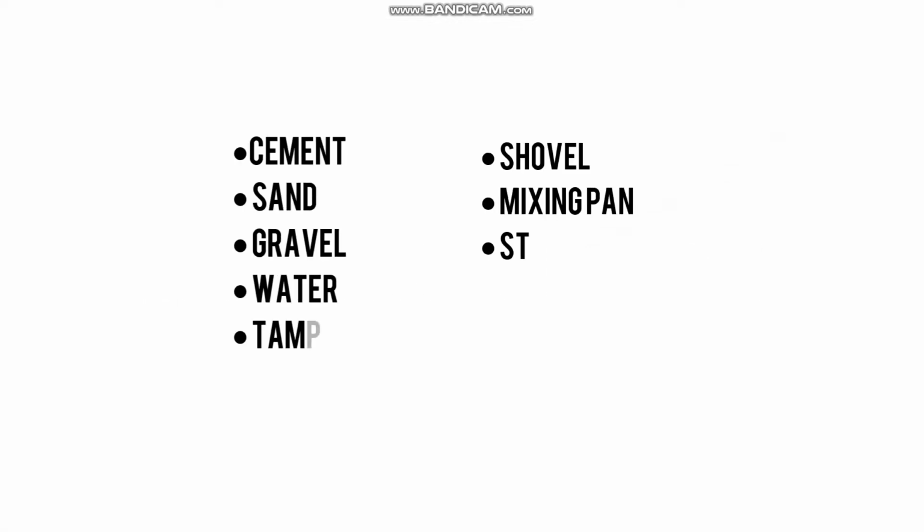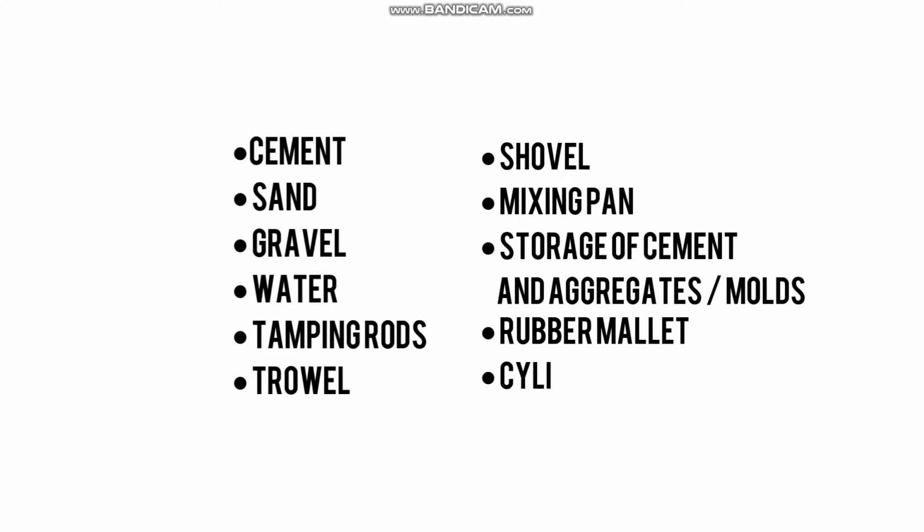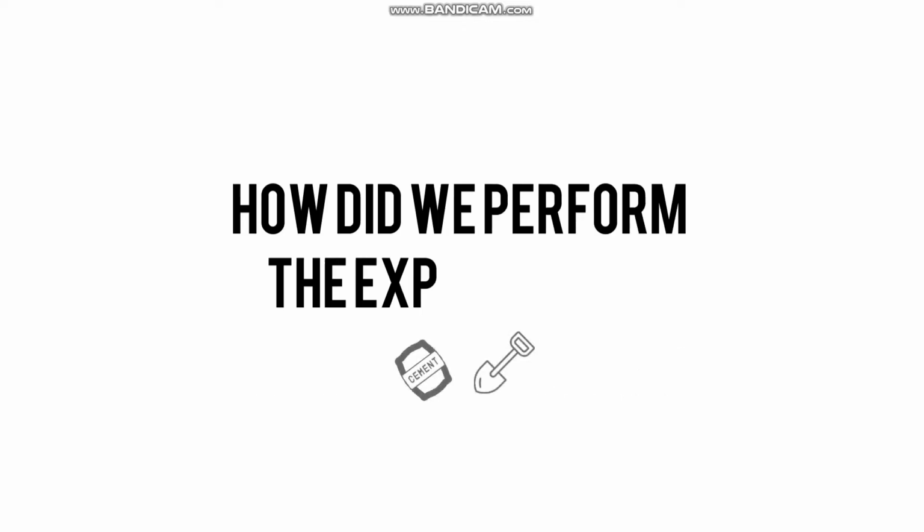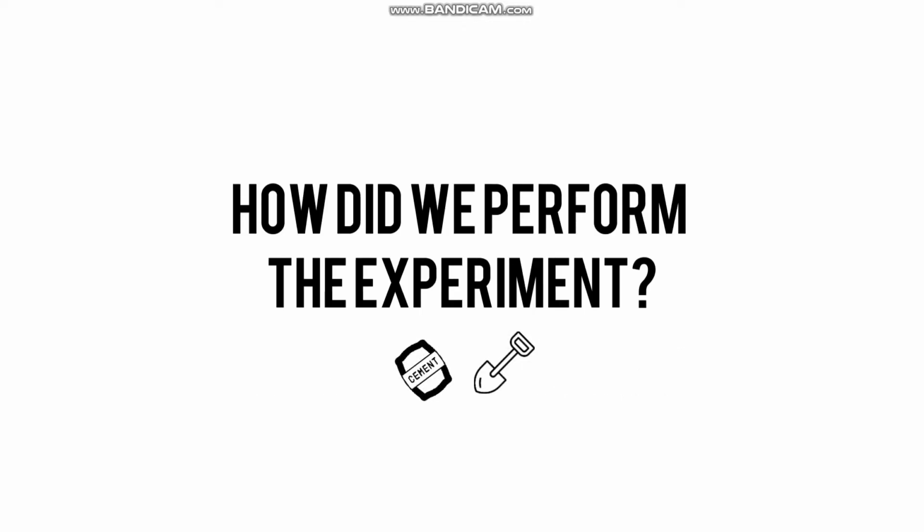Materials are cement, sand, gravel, water, tamping rods, trowel, shovel, mixing pan, storage of cement and aggregates, molds, rubber mallet, and cylinder molds. And now, we will proceed to the experiment procedures.